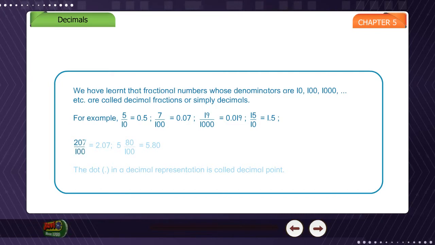207 by 100 is equal to 2.07. 580 by 100 is equal to 5.80. The dot in a decimal representation is called the decimal point.